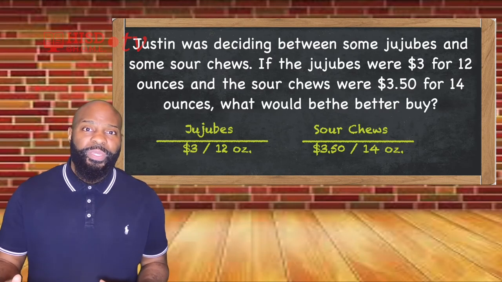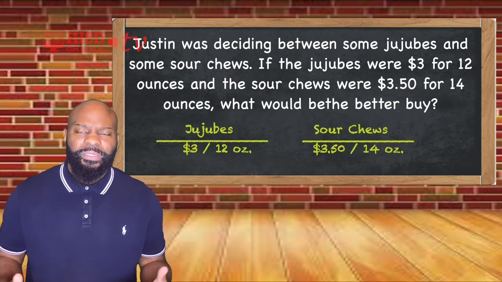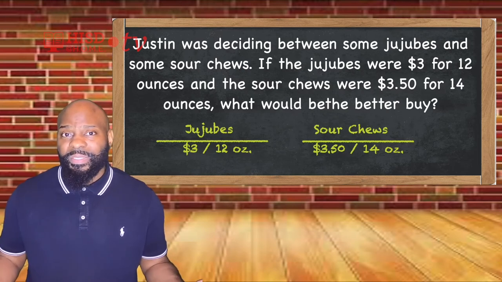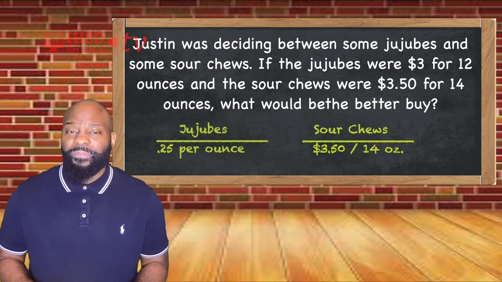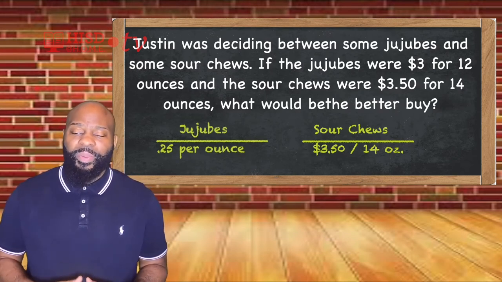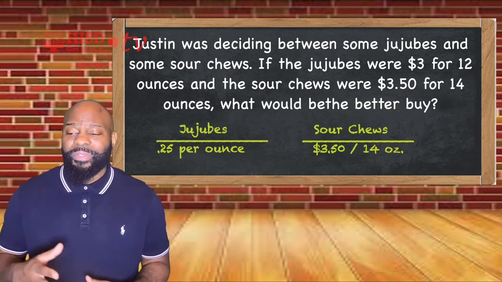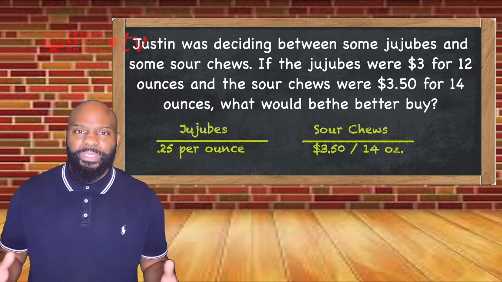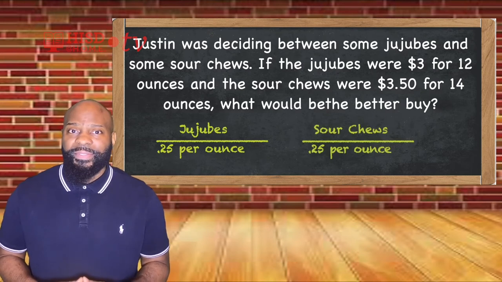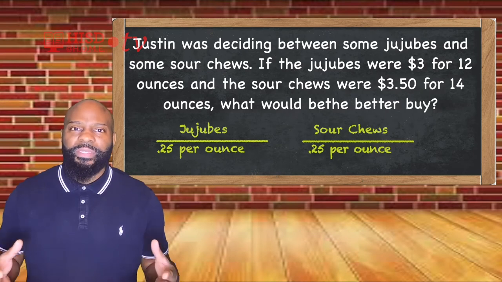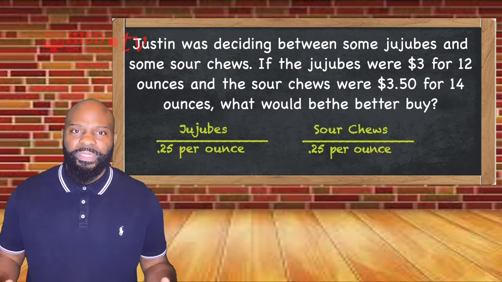And in the Jujubes scenario, I'm actually spending 25 cents per ounce of candy, so a quarter per ounce. And for the Sour Chews, I noticed that even though I'm paying $3.50 and I'm receiving 14 ounces, I'm still paying 25 cents per ounce of candy. So therefore, there is no better buy. Both the Sour Chews and the Jujubes are 25 cents per ounce.